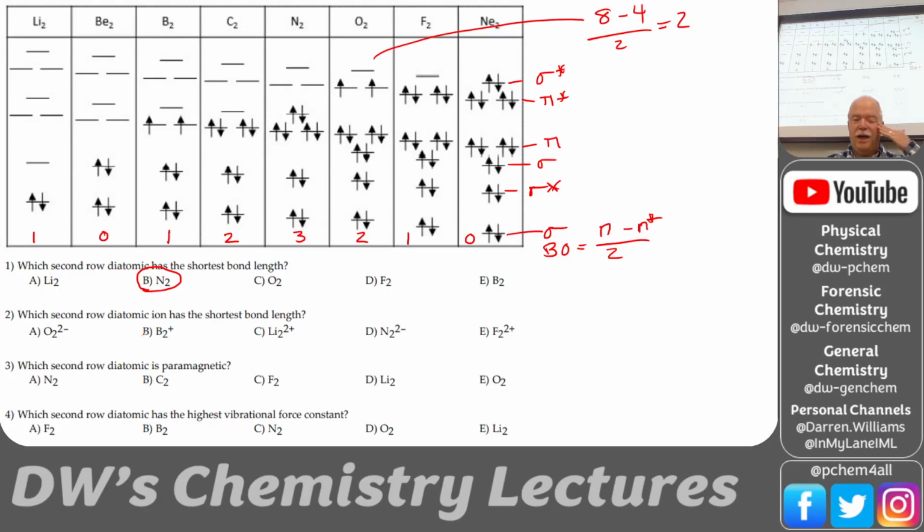Okay, then we start doing cations and anions. So let's do this one, O2 2 minus. Let's do isoelectronic. So which one is this isoelectronic with? So here's oxygen. If I put 2 more electrons in there, I do this and I do this. And it looks the same as F2. Okay, so this is the same as F2.